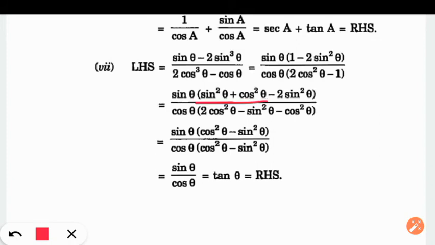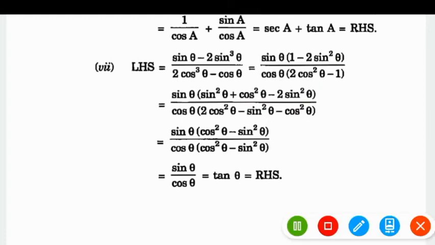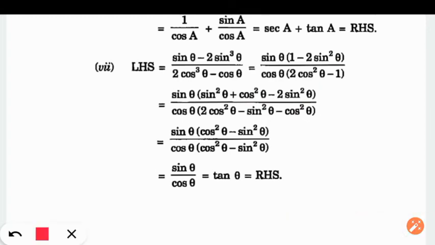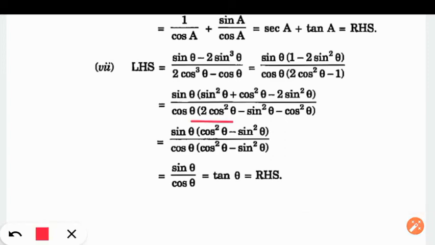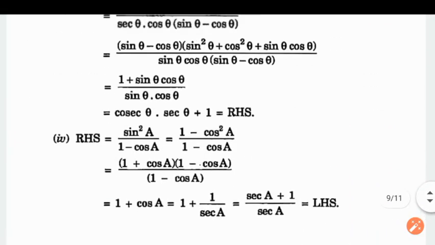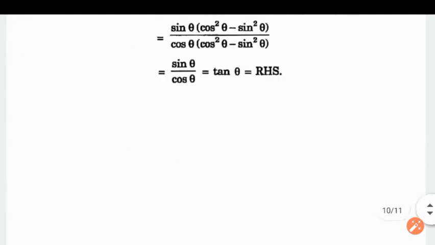See, so I have written sin square theta plus cos square theta, again sin square theta plus cos square theta. Since here we have minus, that is why here we have minus. Now see the simplification. Sin square theta minus 2 sin square theta gives you only minus sin square theta. 2 cos square theta minus cos square theta, only cos square theta. Now both are the same, cancel out. Sin by cos gives you tan. RHS proved.